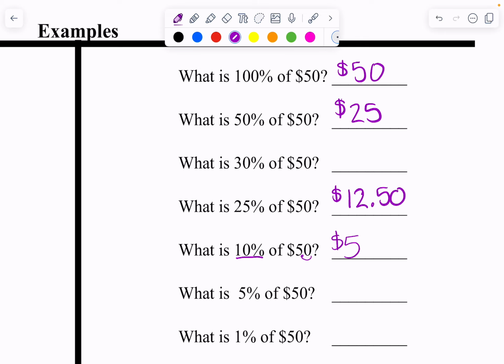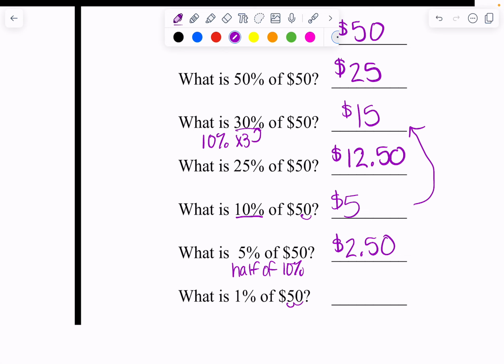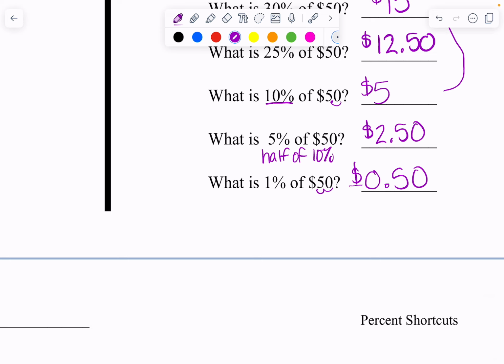5% of $50. Well, 5% is half of 10%. So I know 10% is $5. If I take half of $5, I get $2.50. And then 1% of $50, I'm going to move my decimal twice to the left. So I actually end up getting 50 cents here. Small notation, just notice I still use that dollar sign, so it's 50/100ths of a dollar. Because that decimal's there, we don't want to label it with the cent sign, even though you might think 50 cents, it's 50/100ths of a dollar.